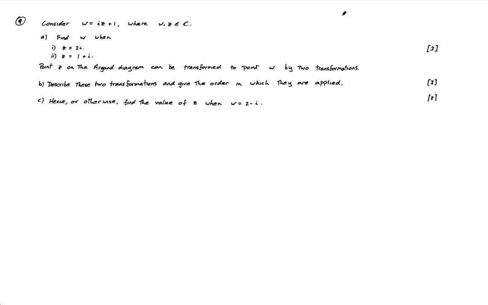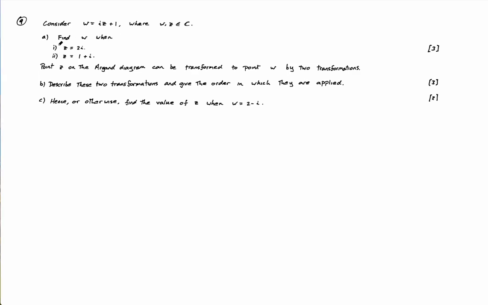Okay, so we have w is equal to iz plus 1, and it says find w when z equals 2i. So that's actually not bad, I don't think. Part i: find w when z equals 2i. So w is equal to i times z, which is 2i, plus 1. What's i times i? Well, it's negative 1 by definition. Negative 1 times 2 is negative 2. Negative 2 plus 1 is equal to negative 1.